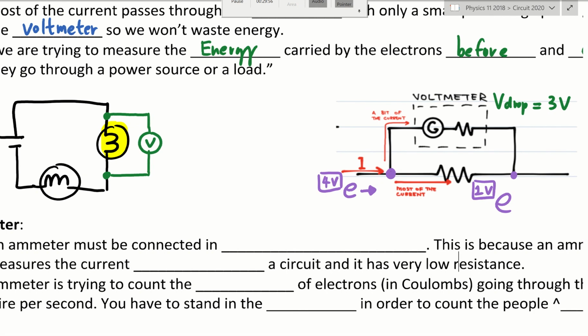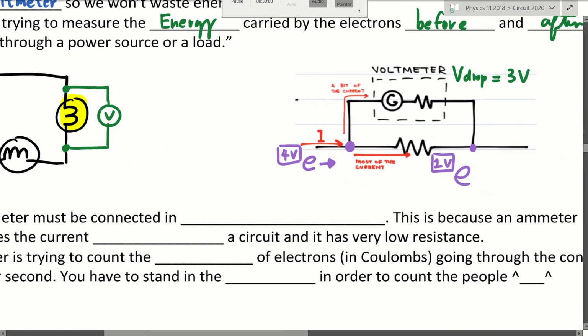Okay, so you have to connect a voltmeter in this way, in parallel with the item that you're trying to measure. Now, what happens if you connect a voltmeter in series with the item that you're trying to measure? Then the voltmeter will eat all the pizza. No one gets anything else.